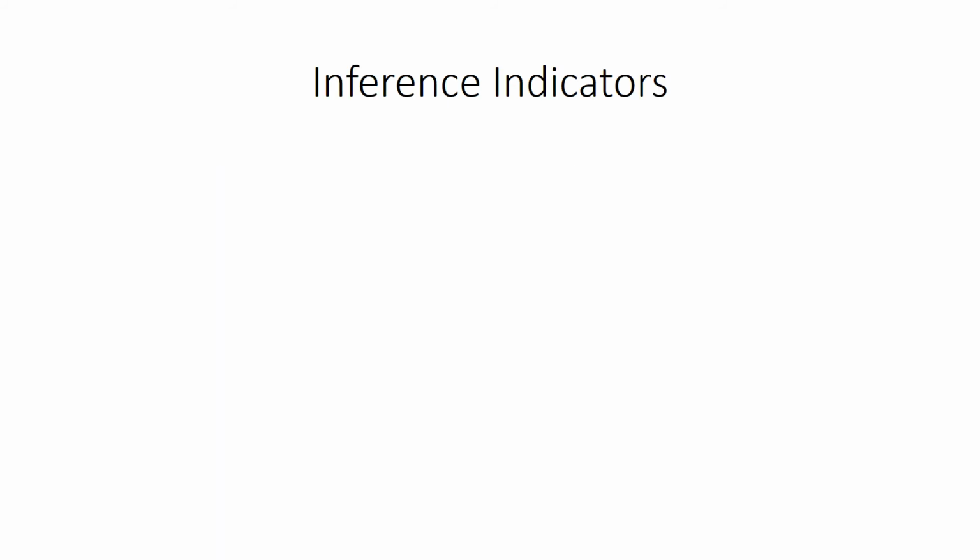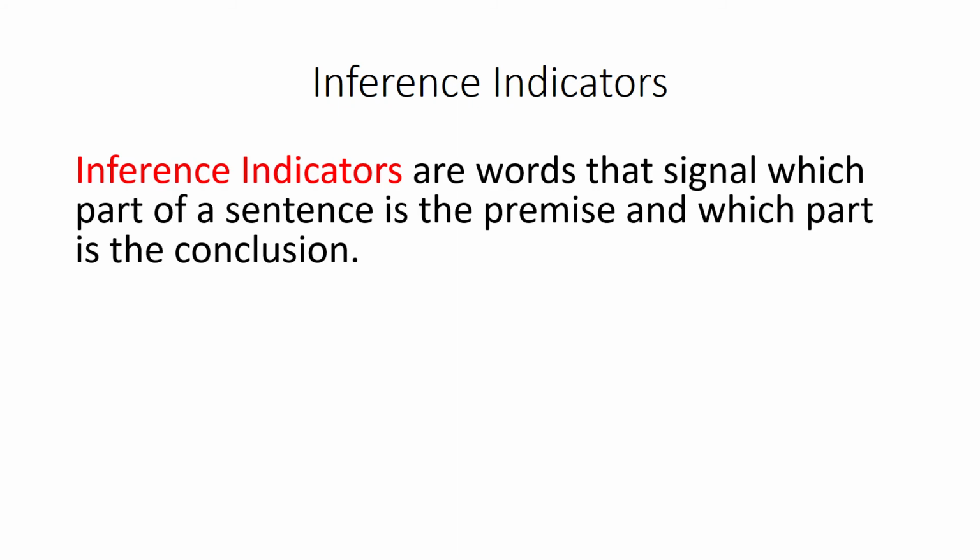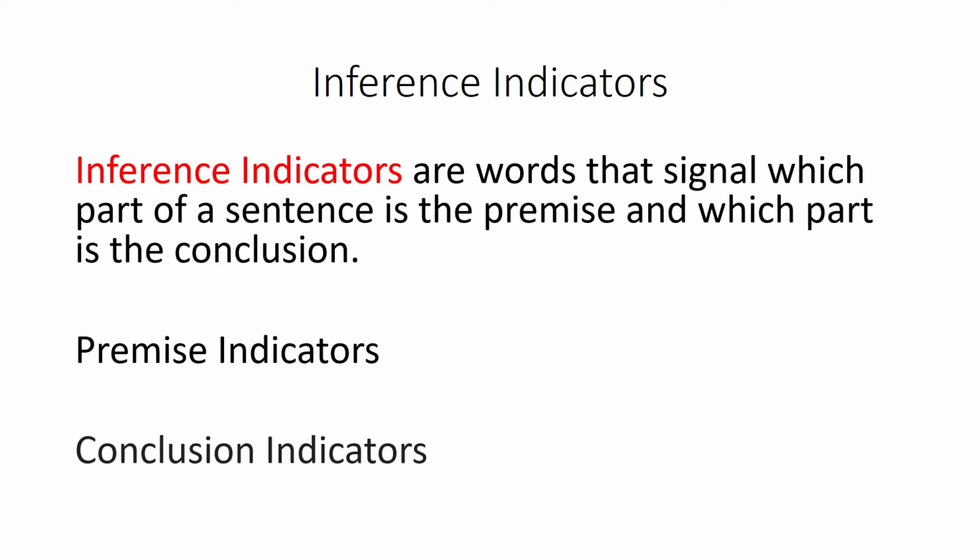Now, how do we know what is a premise and what is a conclusion in an argument? It's related to words that are called inference indicators. These are a set of words that signal which part of a sentence is the premise and which part of the sentence is the conclusion. There are two types. There are premise indicators and conclusion indicators.